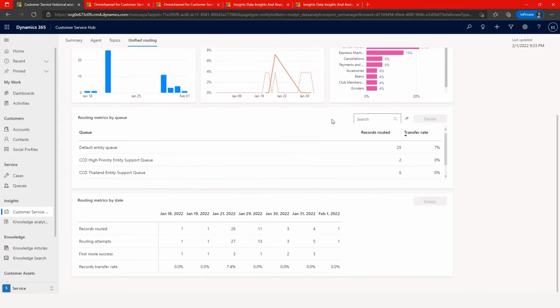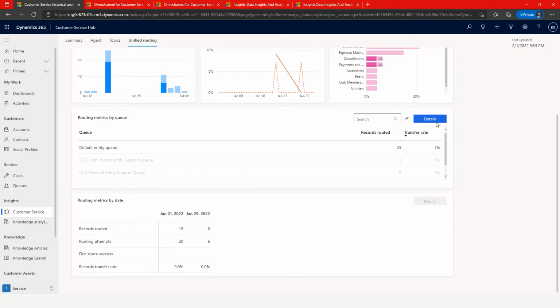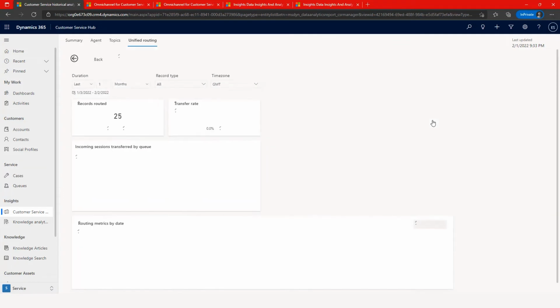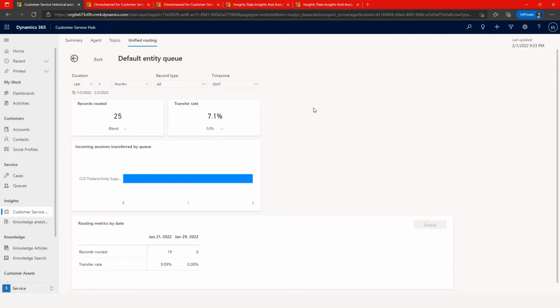Now, there are other parts to the report. When you see that the default queue has the maximum number of transfers, Eugene will go into details of what is happening within this queue. First of all, she notices that the transfer rate is above 7%, where the target transfer rate for a queue that they have set in the organization is, let's say, 2%. So she knows that there is some issue in the default entity queue which needs to be addressed.